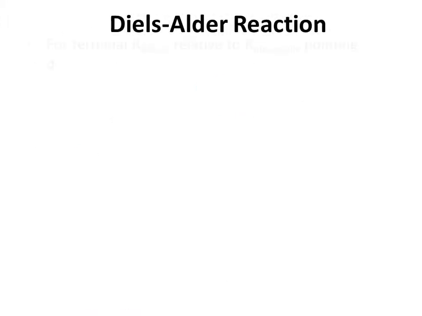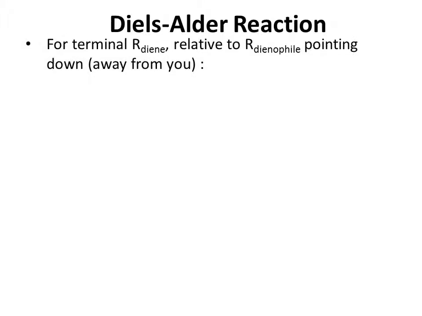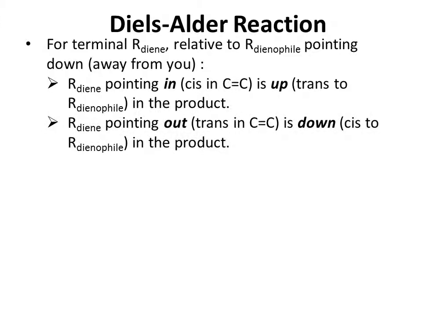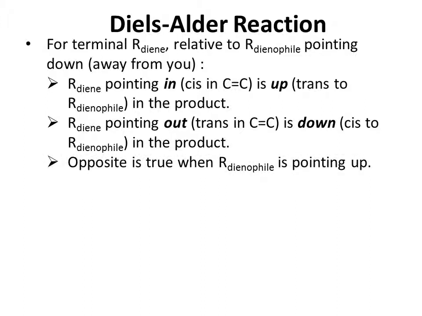Okay, if you have a terminal R group on your diene relative to an R group on the dienophile pointing down or away from you, this is what you do. When the R diene is pointing inward, cis in the double bond, it'll be up or trans to the R dienophile in the product. If the R diene is pointing outward, trans in the double bond, then it'll be down or cis to the R dienophile in the product.